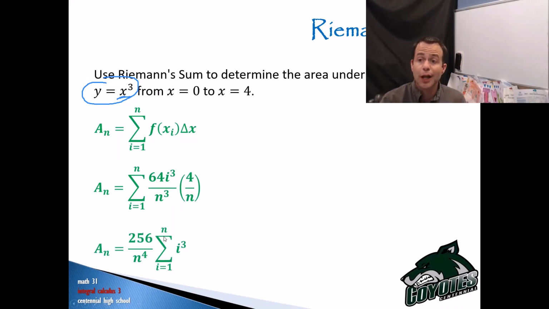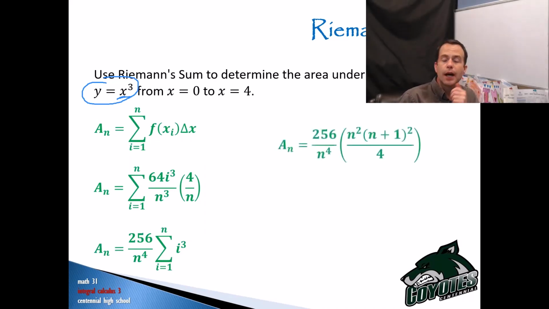of i cubed. Well, I know that the summation of i cubed is something that was given to me. It was one of those 5 original ones given to you like 18 hours ago. The summation of i cubed is n squared times n plus 1 squared all over 4. So I've replaced my summation of i cubed with n squared times n plus 1 squared all over 4.